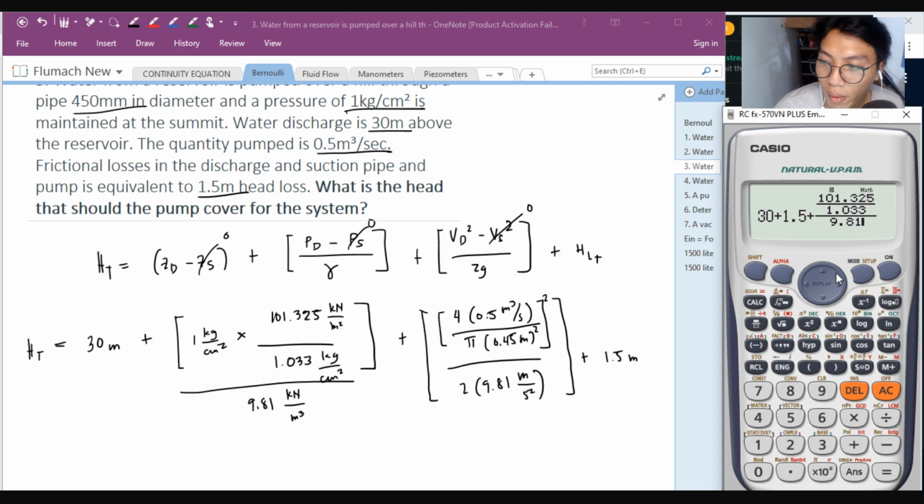9.81 plus taas. Huwag mo kalimutan na square na agad siya para hindi ka nalilito. Okay? So, this is 4 times 0.5 divide by pi times 0.45, square natin yung value, 2 times 9.81. The answer will be 42 meters. Very basic.